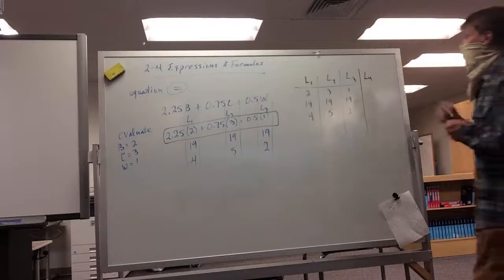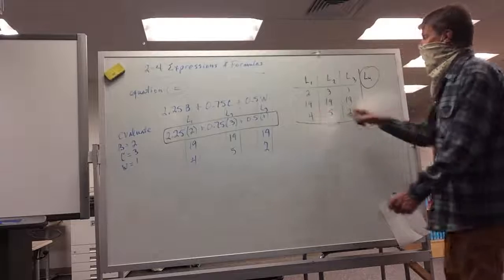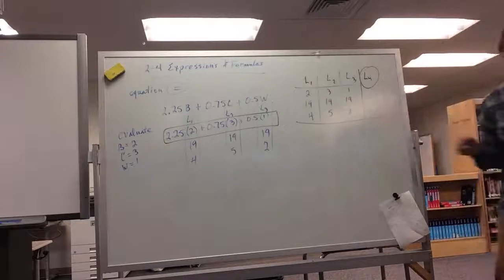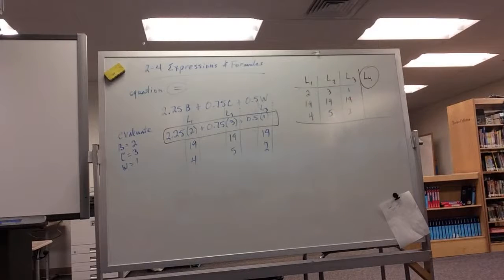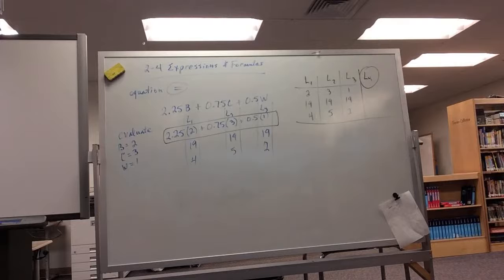So what we're going to do is, in L4, we are going to have the calculator do that for all of these combinations. So you need to highlight L4: move your arrows until L4 is highlighted.